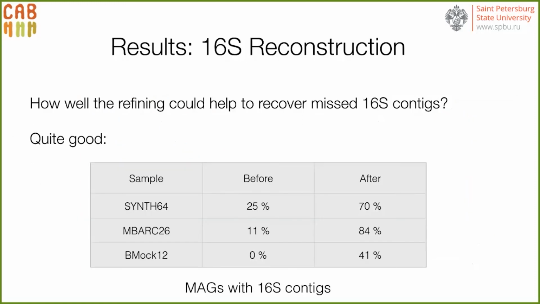So a large motivation to include short contigs into MAGs is the reconstruction of conserved genes, such as 16S rRNA genes. And we can see good results on all three synthetic datasets. Again, a bit worse on BMOC12 because of closely related species.